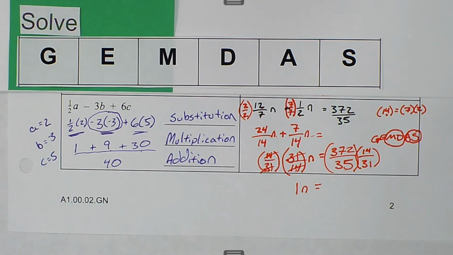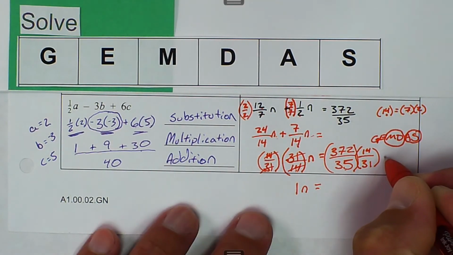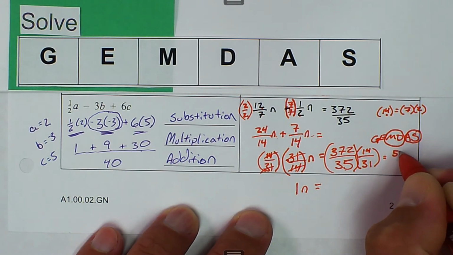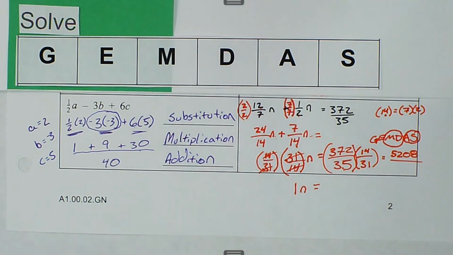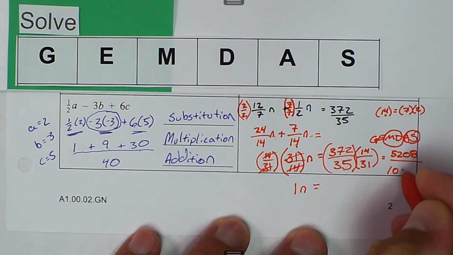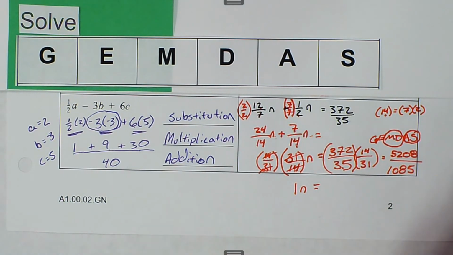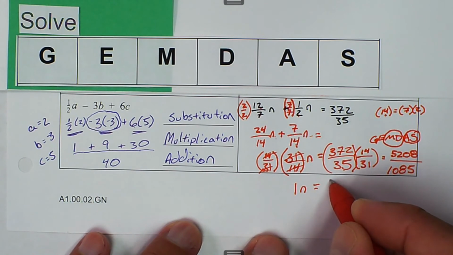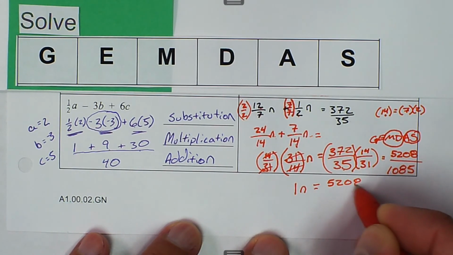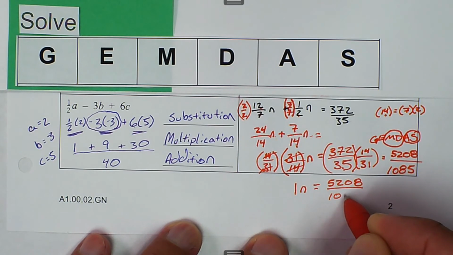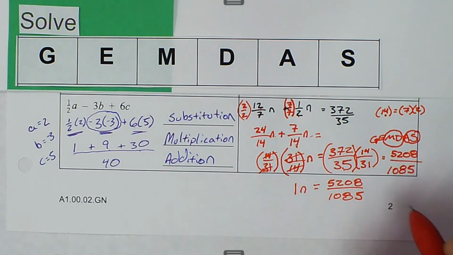So 372 times 14 is equal to 5,208. And 35 times 31 is equal to 1,085. This may have been a bad example.